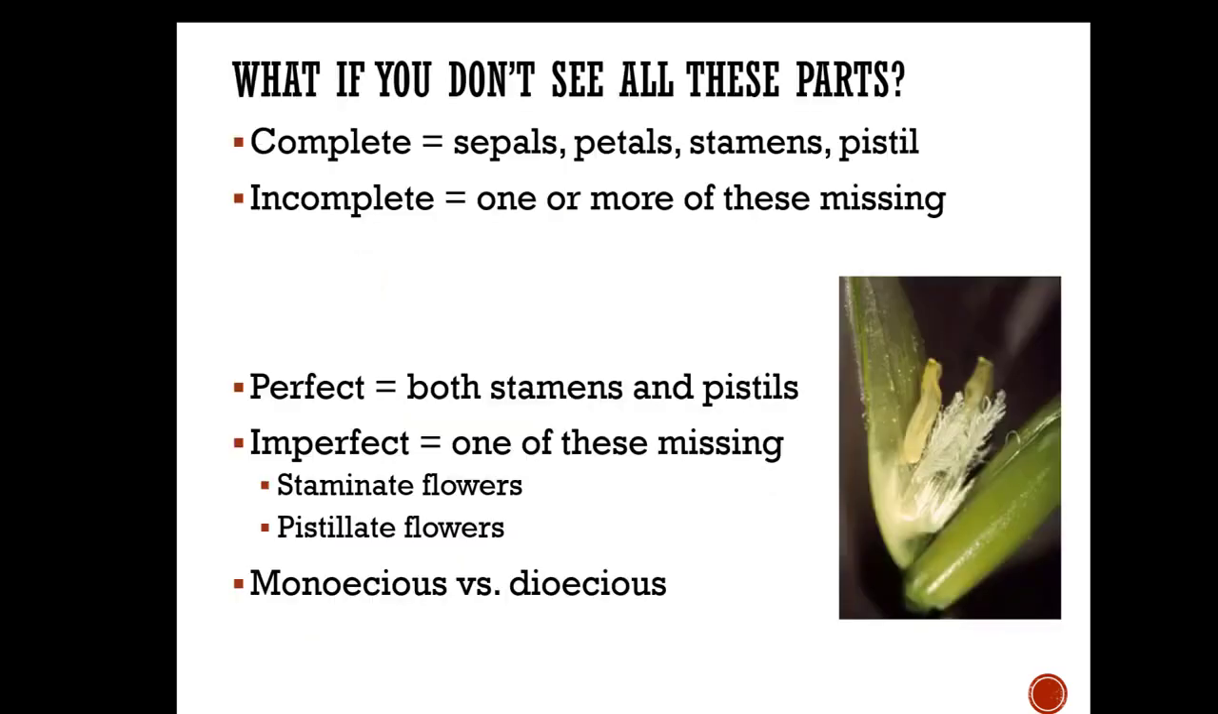So what if you don't see all these parts? So you remember the complete flower is going to have the sepals, the petals, the stamens, and the pistils. Incomplete is going to have one or more of these missing. A perfect flower has both stamens and pistils. Imperfect is missing one of these. They're either a staminate flower or a pistillate flower or carpellate flower, you'll see it as. And this is where we have monoecious and dioecious plants, and we'll talk about those in a moment.